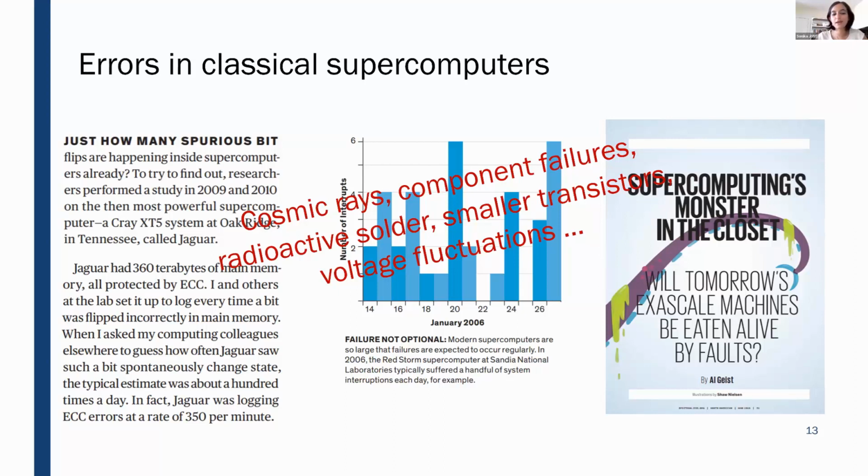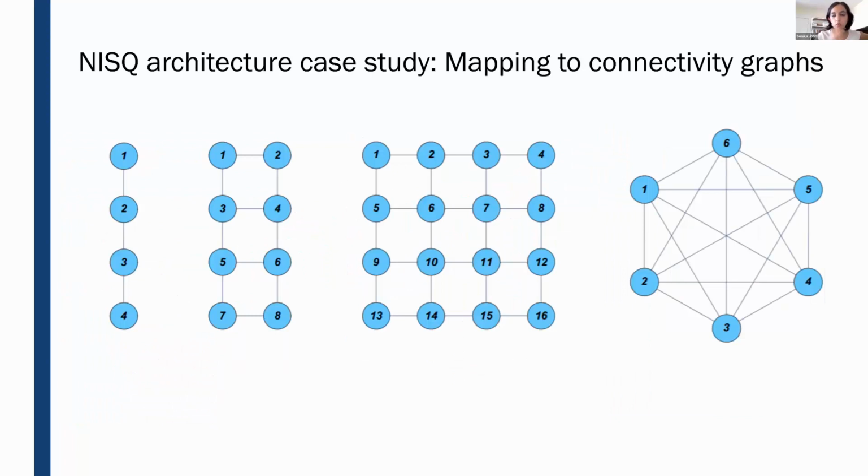Right, and I think it's good news for quantum computing because maybe quantum computing will become competitive earlier if there are these problems in the classical world as well, right? So, I want to talk about a case study for these NISQ, a case study for NISQ computer architecture.